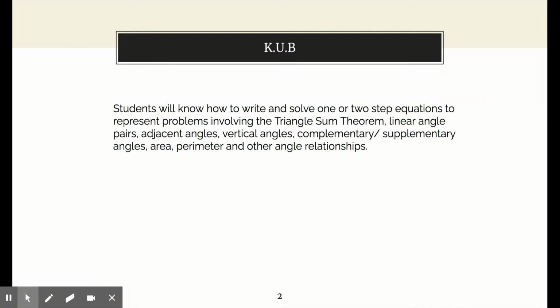So for your KUB, students will know how to write and solve one or two step equations to represent problems involving the triangle sum theorem, linear angle pairs, adjacent angles, vertical angles, complementary and supplementary angles, area, perimeter, and other angle relationships, okay?